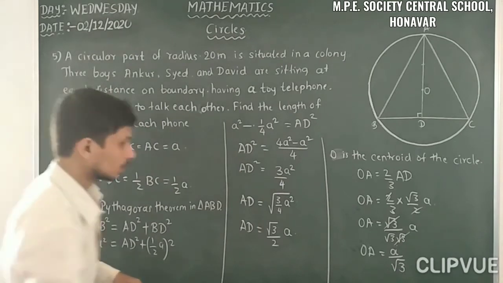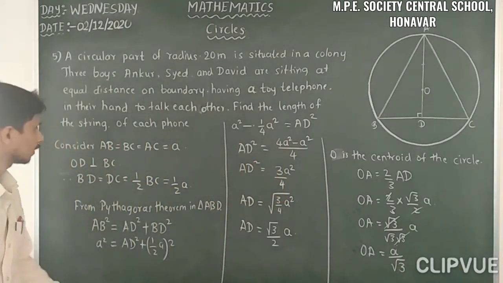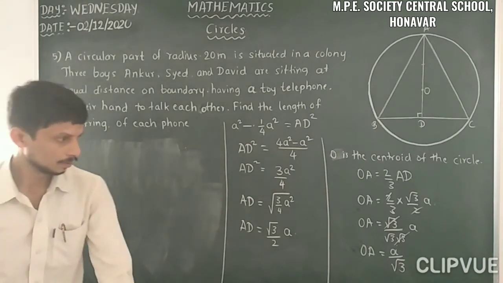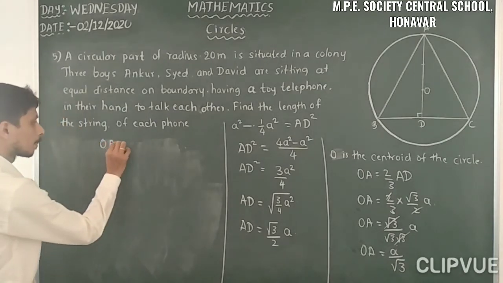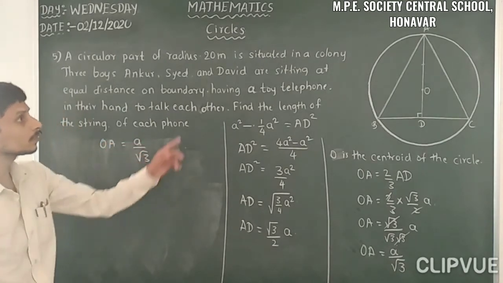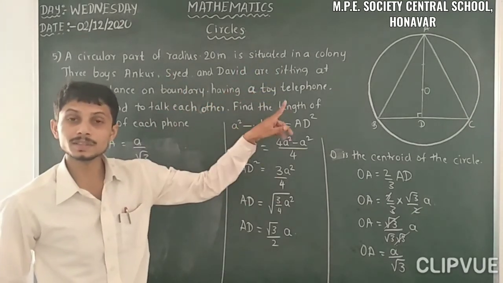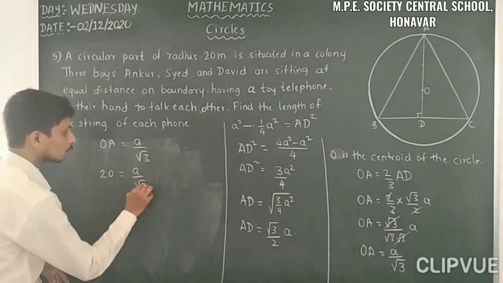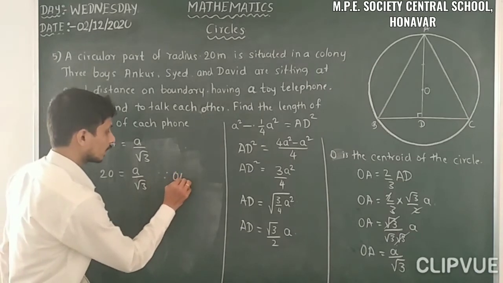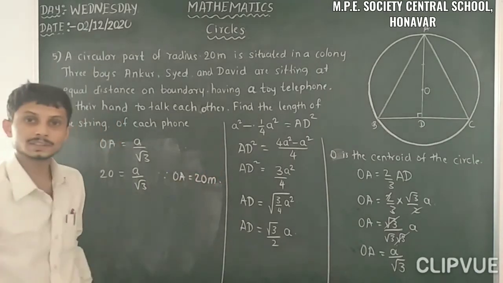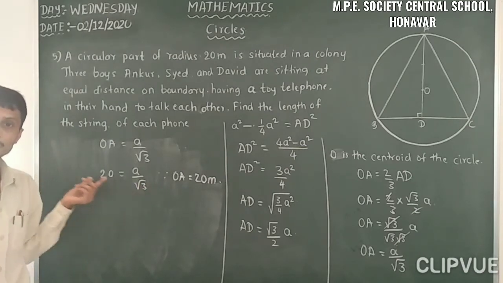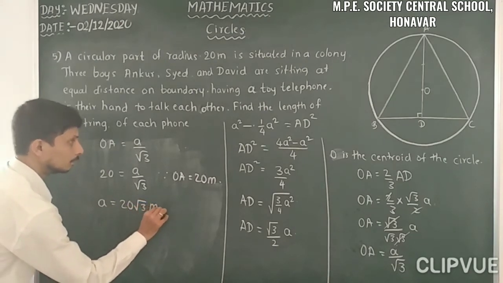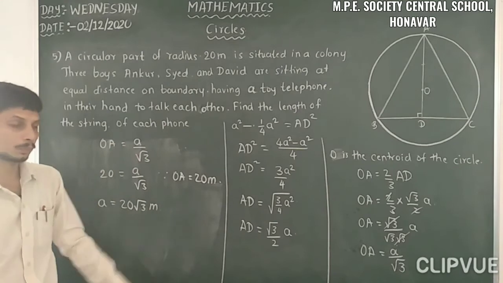Let us move on to the next part. OA is equal to A by root 3. Also we know that the radius of the circle is 20 meters. So OA is equal to 20, which is A by root 3, because OA is the radius of the circle. I will transpose this root 3 to the other side. So A is equal to 20 into root 3 meters. That is the length of the string of each pole.